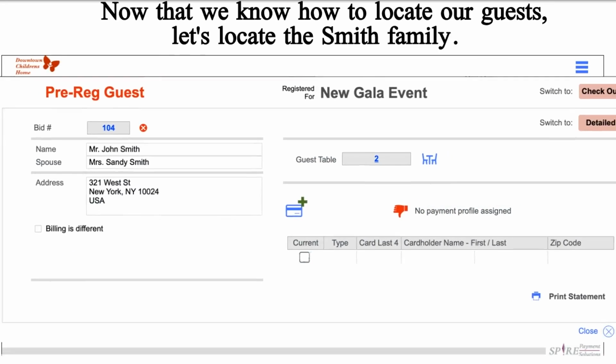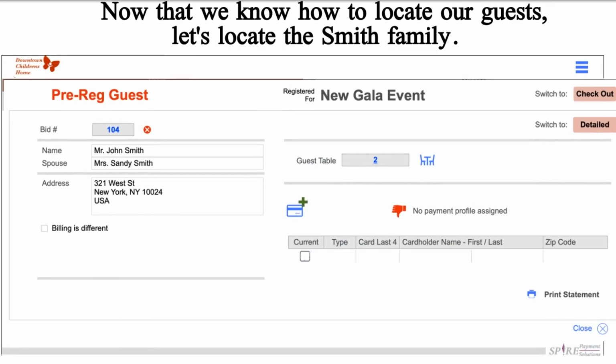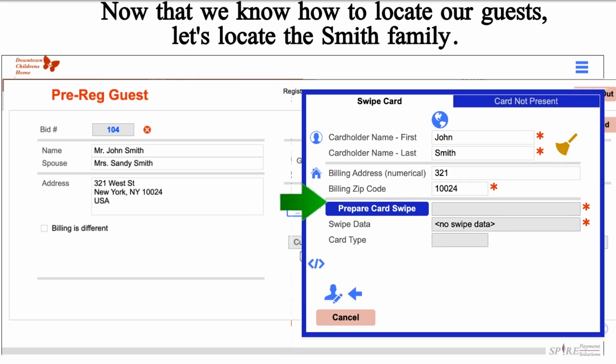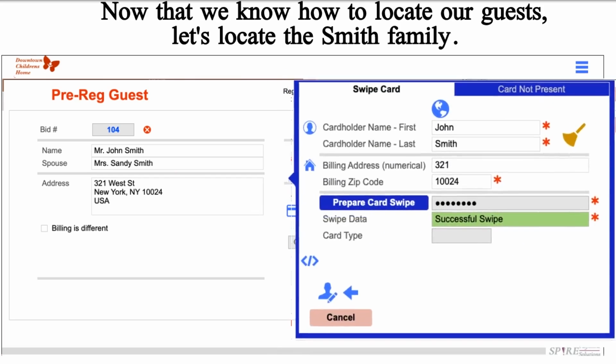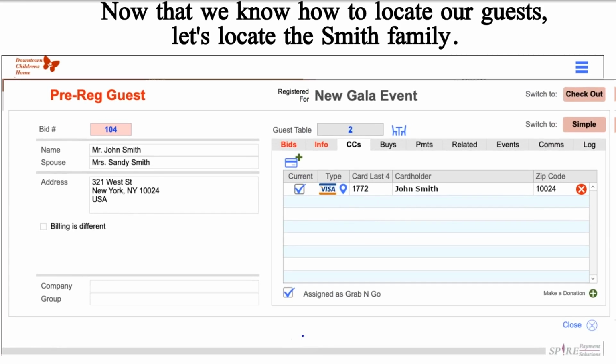Click on the guest name to view the guest detail window. With the guest in front of us, let's confirm the billing address for their credit card we are going to store. Let's say the address is correct. Now click on the Store Card icon. Click the Prepare Card Swipe button and swipe and store a card. Tradewinds will store the card and display the stored card information.